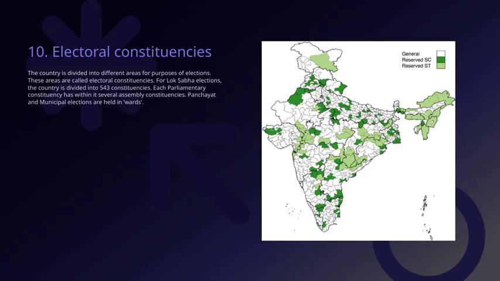Understanding these divisions helps us see how representation is organized across different levels of government, ensuring that every region has a voice in the democratic process. This division into constituencies is a key part of how our electoral system functions smoothly and fairly.